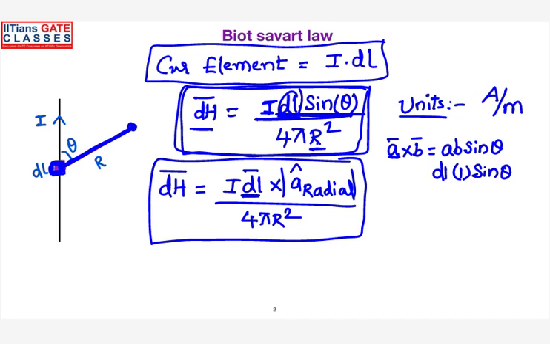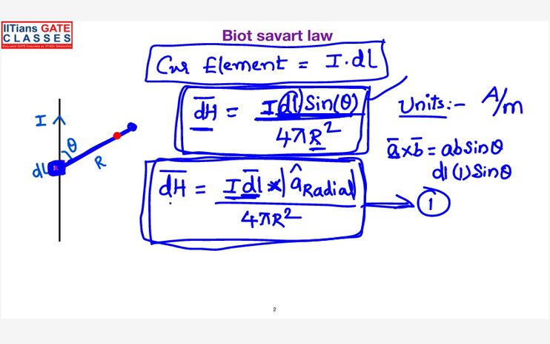So you can remember this equation, or otherwise I feel this is much better to remember when you go for the problems, because straight away this equation gives the direction of the magnetic field intensity also. So you try to remember this formula. The differential magnetic field is equal to the current element I dl cross product with the unit vector along the radial direction, that is r cap, divided by 4 pi r square.